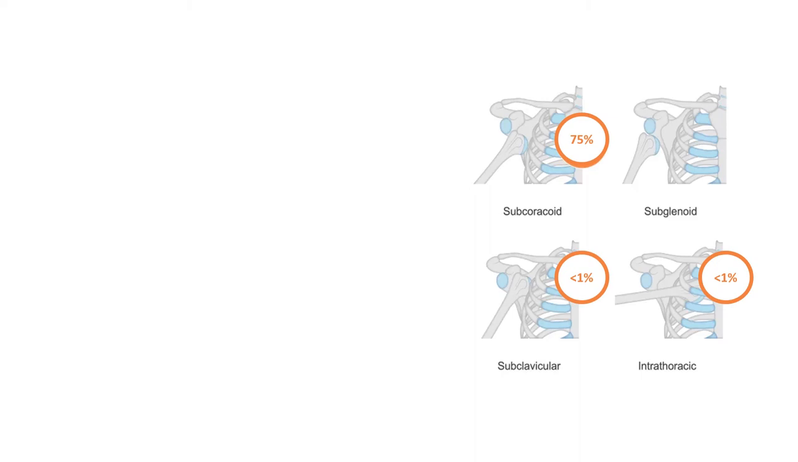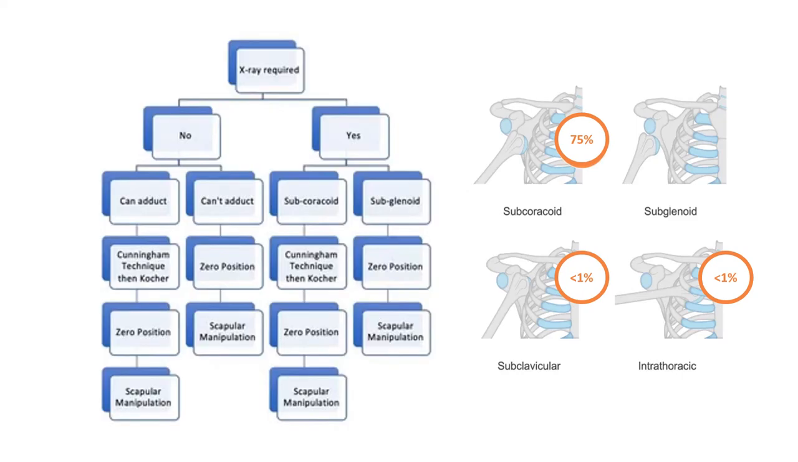Here are the different kinds of anterior dislocations. The subcoronoid is the normal one. Then you have the subglenoid, and then the really rare ones, subclavicular and intrathoracic ones. Neil Cunningham has this algorithm for which method he's going to use. And the most important is, can the patient adduct? If they can adduct, then he'll use his Cunningham method in general, or the Cochrane method, which I'll go into. But if they can't adduct, then you have to use the serial position method.